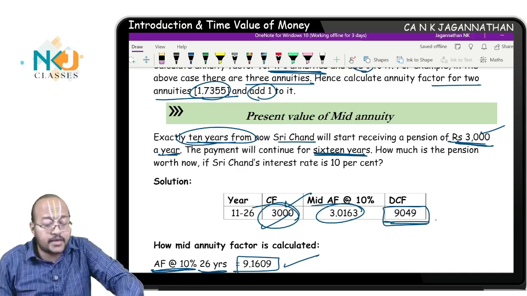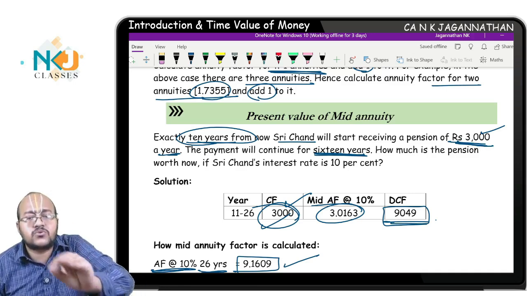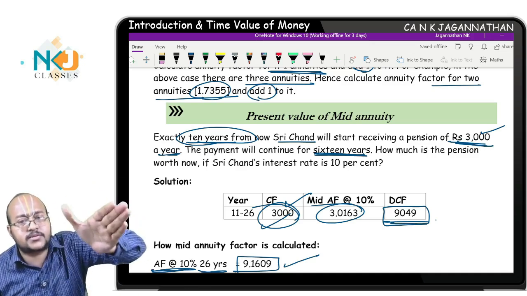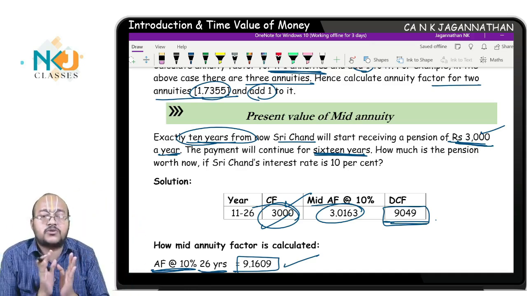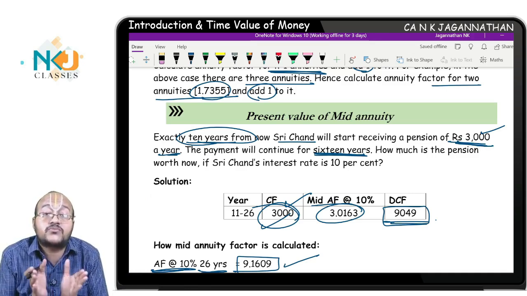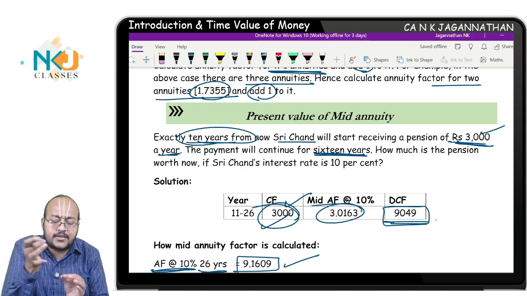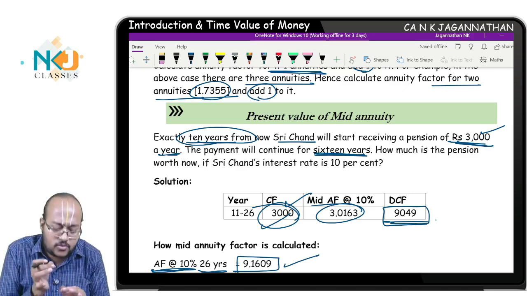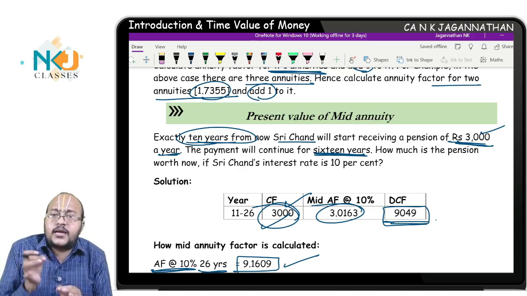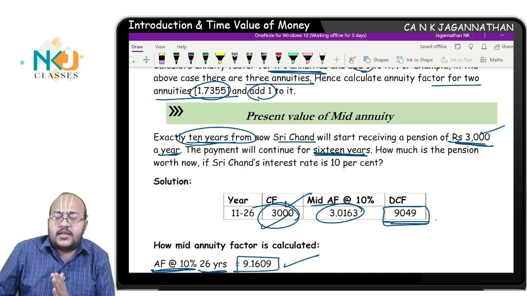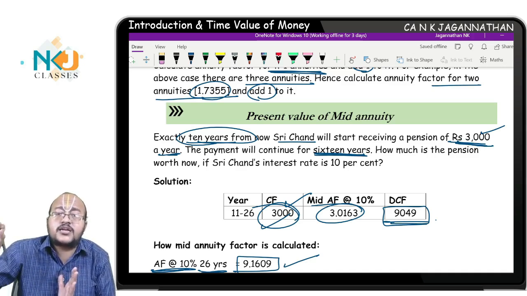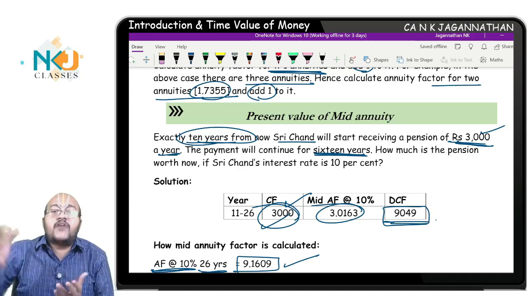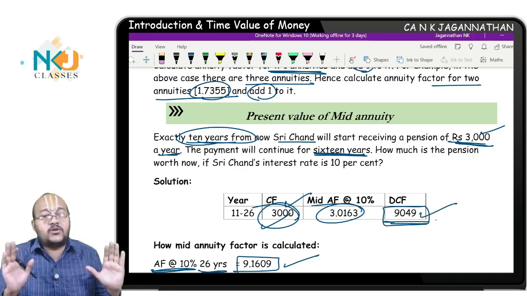Now, in today's terms, the value is only 9,000 rupees, which means even though I am receiving the cash flow from year 11 to year 26, the value of it in today's terms is only 9,049. So either you can pay 9,049 today, or you can defer this payment for 10 years and, from the 11th year, pay me 3,000 every year till year 26. The value will be the same. 9,049 is the value. Are you all understanding?